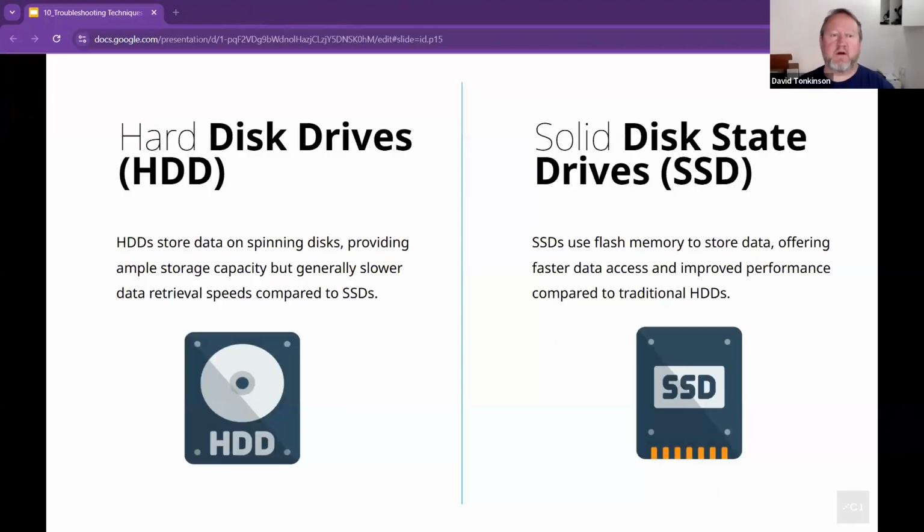Okay, so let's have a quick chat. We know a hard disk drive stores data on spinning platters. It's physical, it's mechanical. It provides great storage space, lots of space. They are slower than SSDs, but they are cheaper than SSDs.